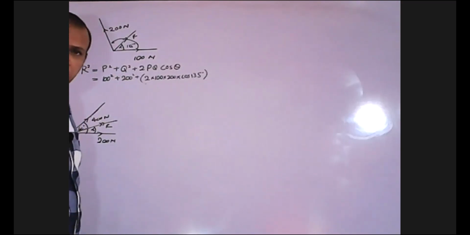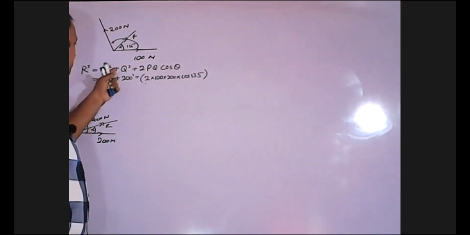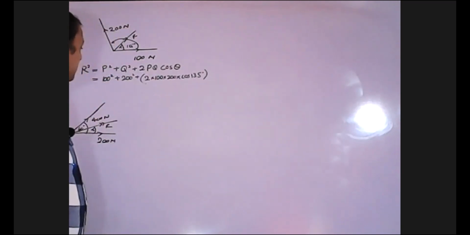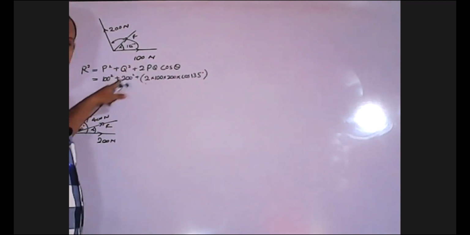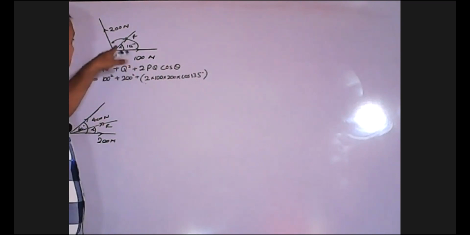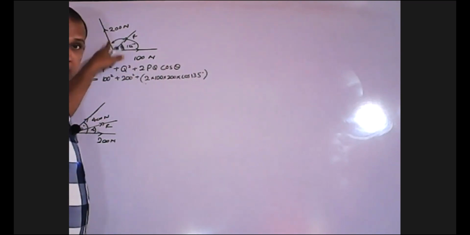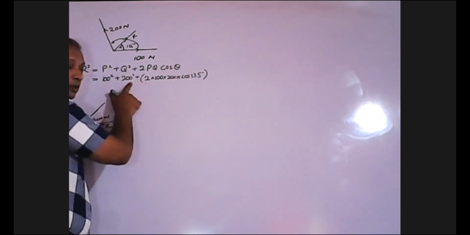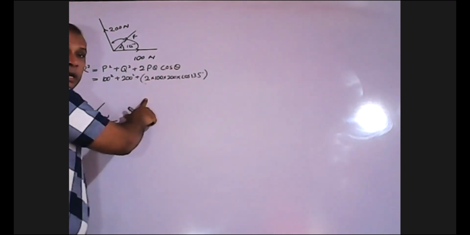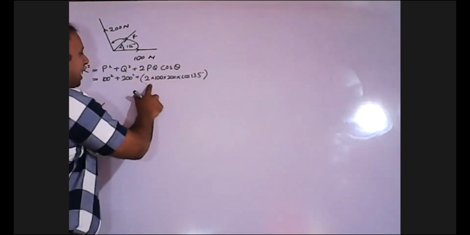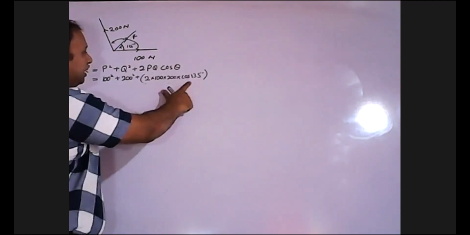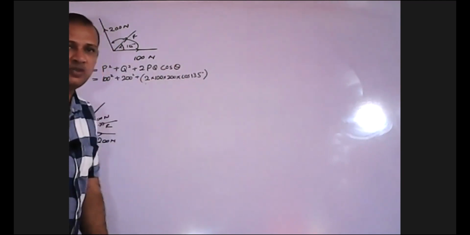You can apply the same equation. R squared is equal to P squared plus Q squared plus 2PQ cos theta. Here P is 100 Newton, so P squared is 100 squared. Q is 200 Newton. Therefore, Q squared is 200 squared. Then place a bracket. 2 times P, 100, Q is 200. Theta is 135, cos 135.